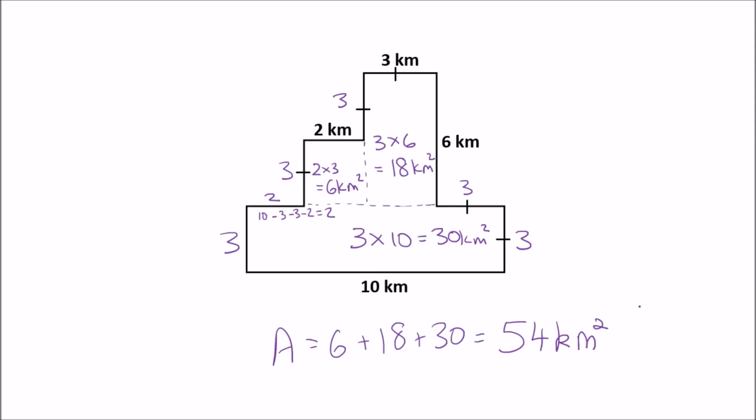And there you have it, a final area of 54 kilometers squared. So hopefully now you're feeling confident in working out the area of composite shapes.